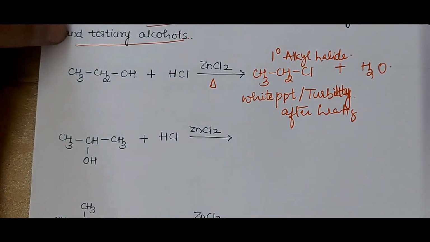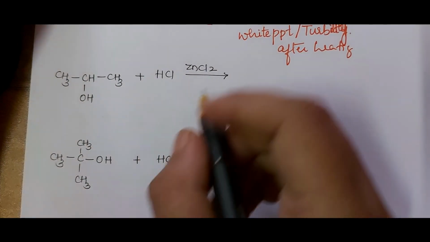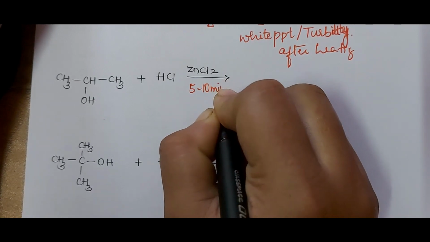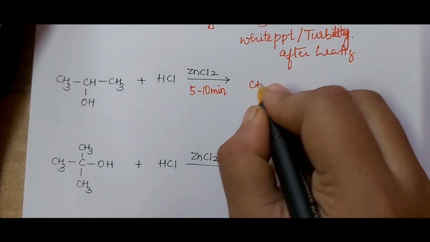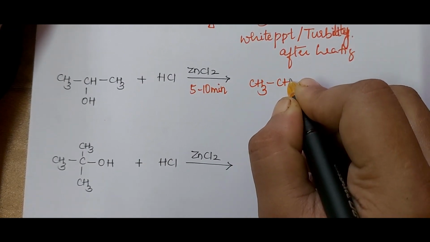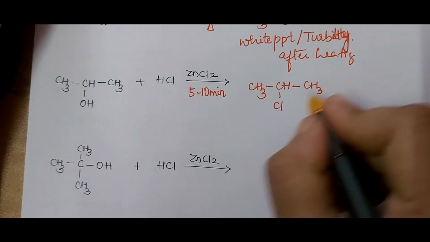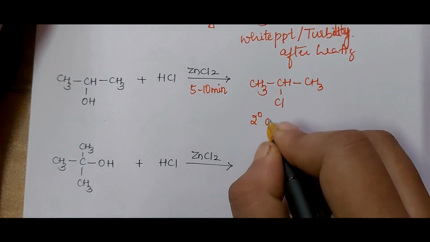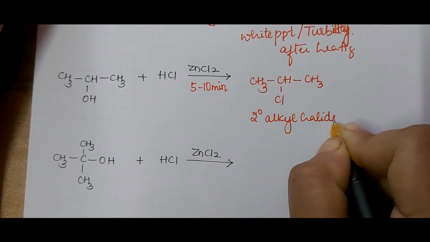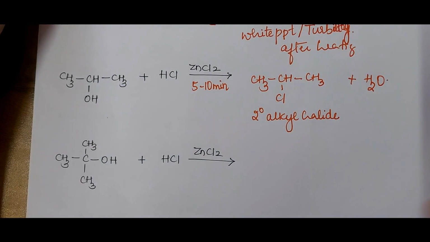Similarly, we'll go with the second type of alcohol, that is secondary alcohol. Secondary alcohol, when it reacts with Lucas reagent, you get the product after 5 to 10 minutes. That is, a turbidity appears, a white precipitate appears. Why does that white precipitate appear? It's due to the formation of secondary alkyl halide. Along with it, the byproduct obtained is H2O.